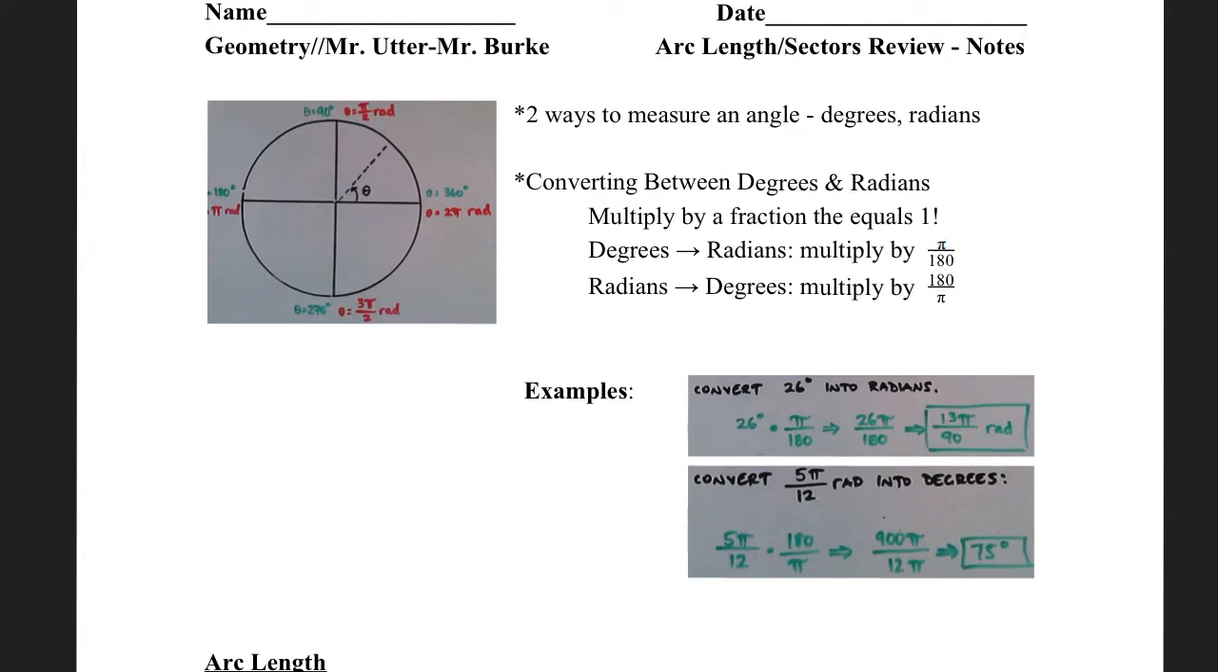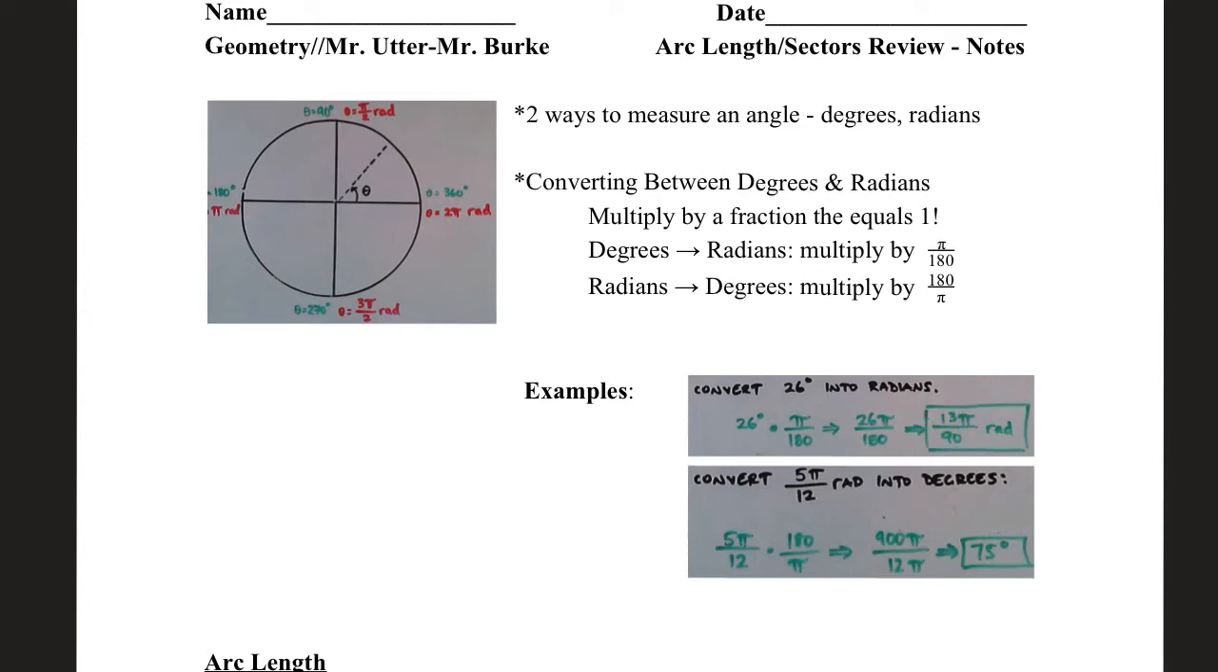So down here in this example number 1, we're going from degrees, 26 degrees, into radians. So I want the 26 degrees to cancel out. So I need to put 180 on the bottom. So I'm going to multiply by pi over 180. The degrees cancel out, just leaving me with pi.